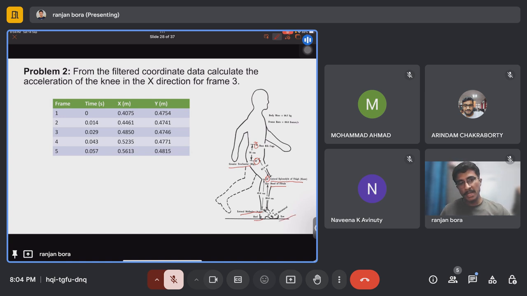So using the coordinate data of different markers, we find out the velocities, accelerations, all those data. Here it is asking: from the coordinate data, calculate the acceleration of the knee in the x direction for frame 3. So these are different frames recorded in a gait analysis, in a gait laboratory. So it is asking for the third frame, and these are the coordinate data of this marker, which is placed at the knee.